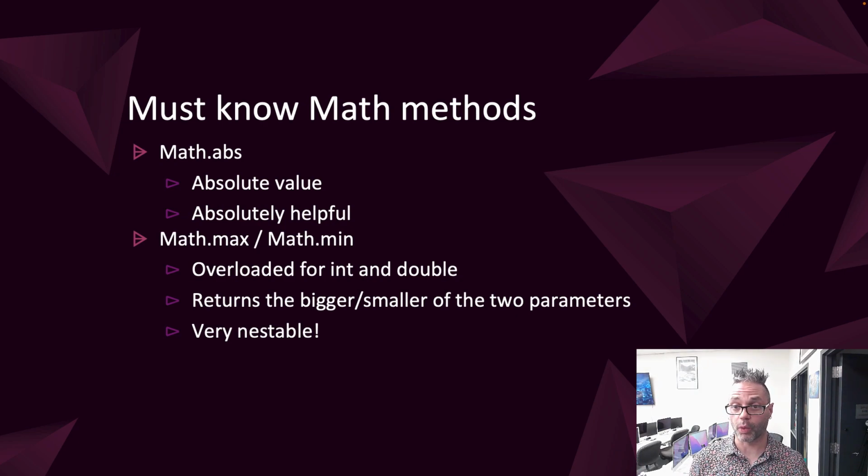Math.max and Math.min are wonderful for calculating values. They're overloaded for both ints and doubles, so you can use any type of data with that. It returns the bigger or the smaller of the two parameters, and it's very nestable. So if you want to calculate a whole bunch of things, nest those Math.max calls together, and I can get all the maxes together on that sequence.